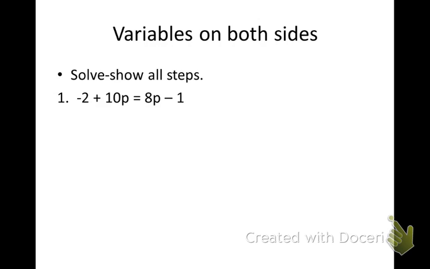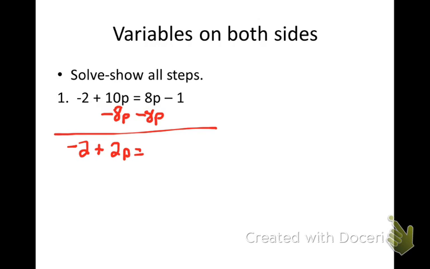So to start this one, let's say I'm going to bring my variables to the left, so I would need to subtract 8p from each side. You don't have to deal with your variables first; if you want to deal with your numbers first, that's fine. But it's probably a good idea to get a pattern that you're going to use. So this is going to give me negative 2 plus 10p minus 8p would be 2p equals negative 1, so please don't lose that sign.